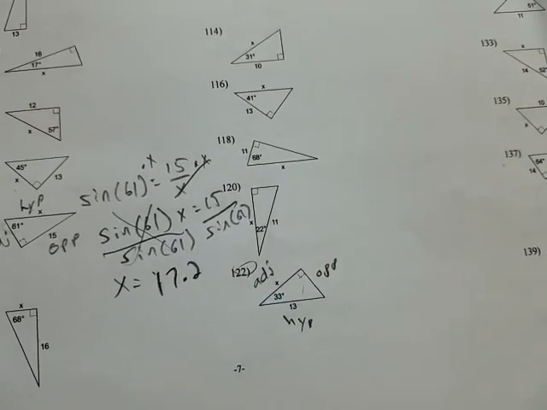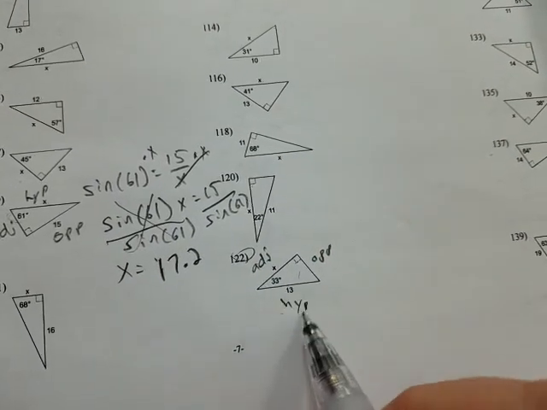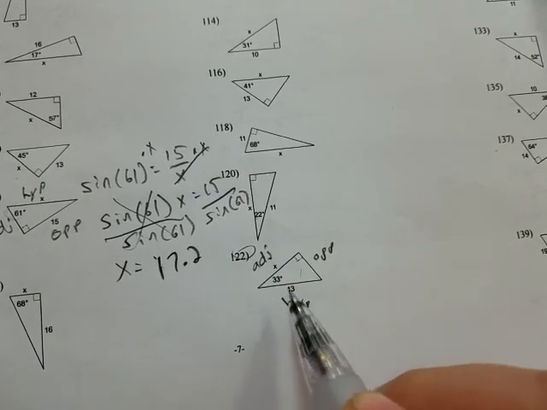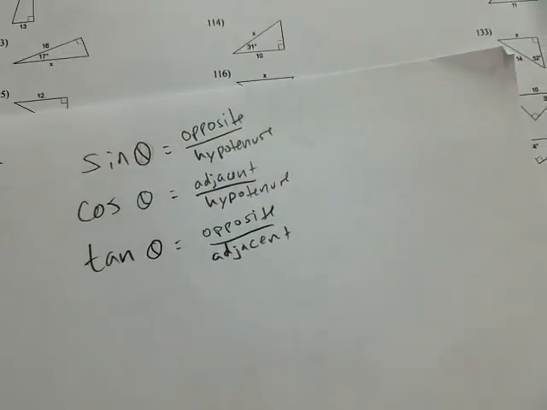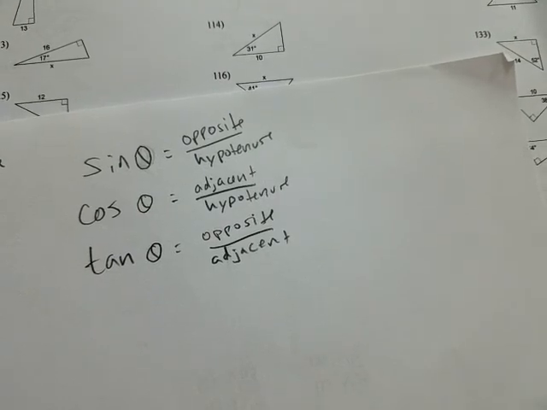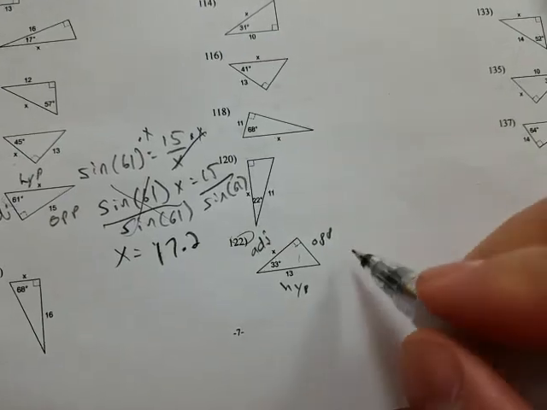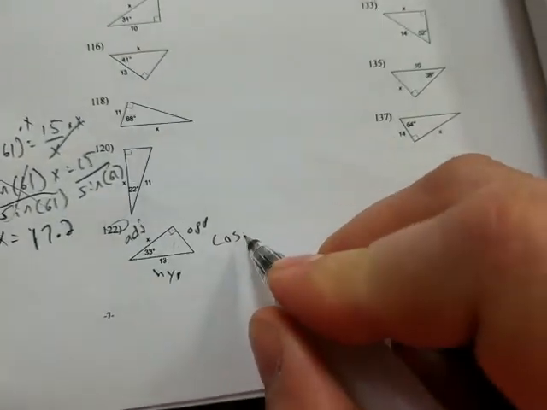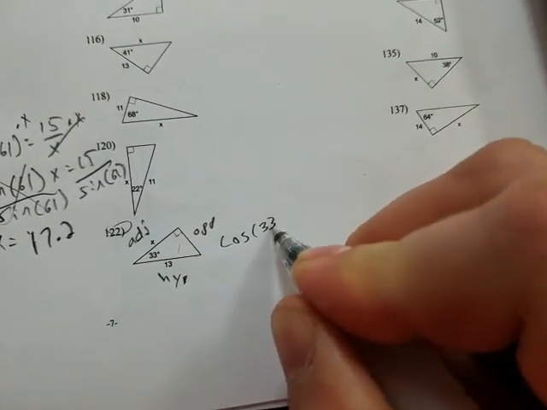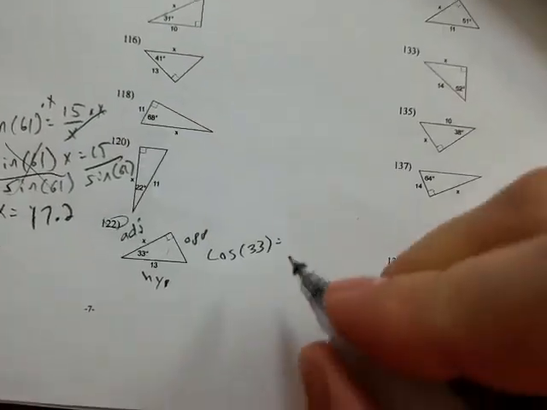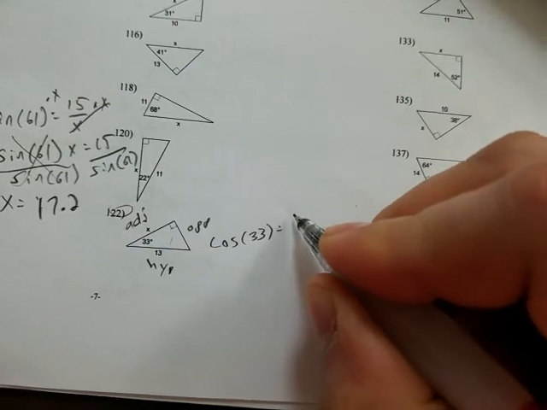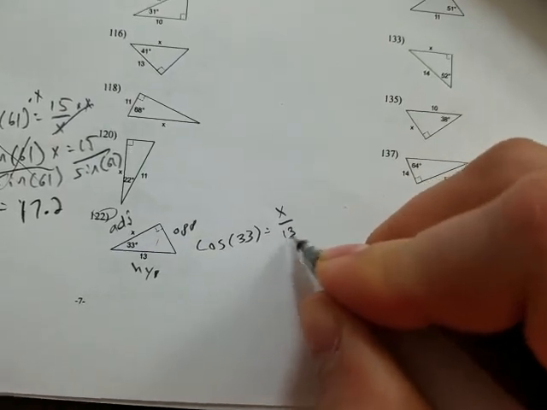So then we look back at what sides we're dealing with. We're dealing with hypotenuse and adjacent. So we look at our trig functions. Hypotenuse and adjacent: cosine deals with adjacent and hypotenuse. So we're going to do cosine of our angle. Cosine of 33 is equal to adjacent over hypotenuse. So that is x over 13.